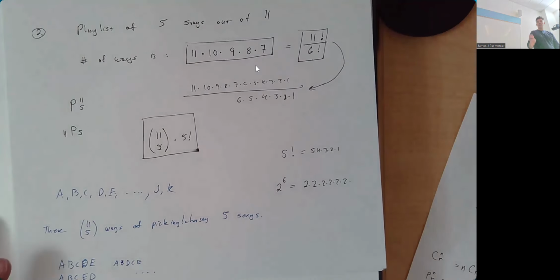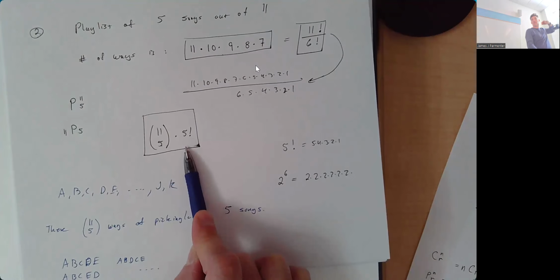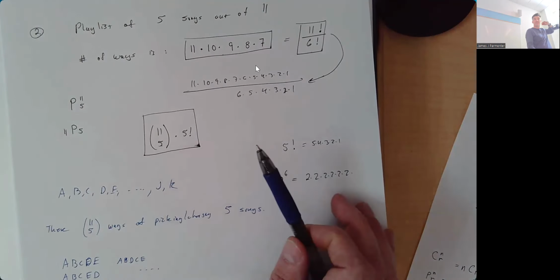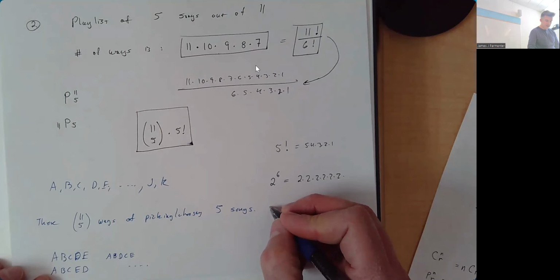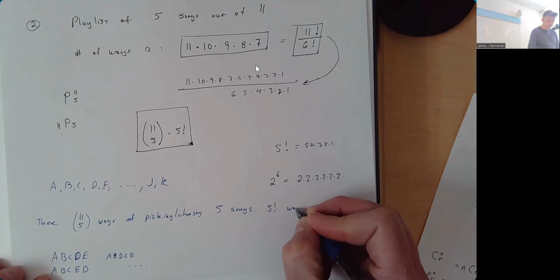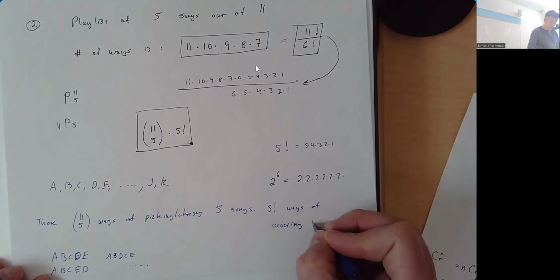So I have to multiply the choice of the 5 songs I made by 5 factorial, because there are 5 factorial ways of ordering those 5 songs. For every way I could pick 5 songs, 11 choose 5 of them, I'm going to reorder those 5 songs 5 factorial different ways, 120 ways. That's what's happening here. So there's 11 choose 5 ways of picking 5 songs, and then there are 5 factorial ways of ordering the 5 songs we picked.